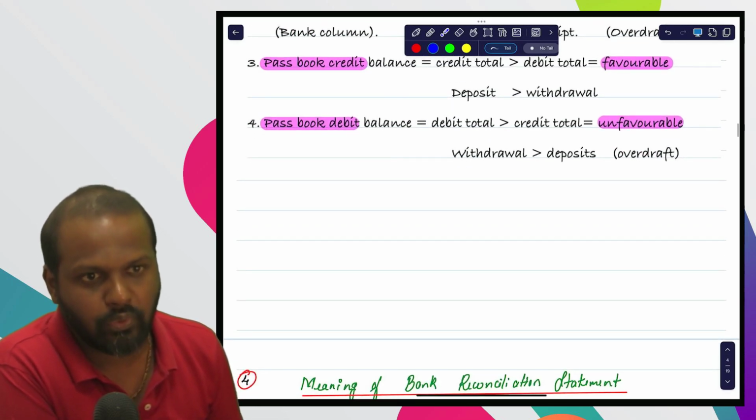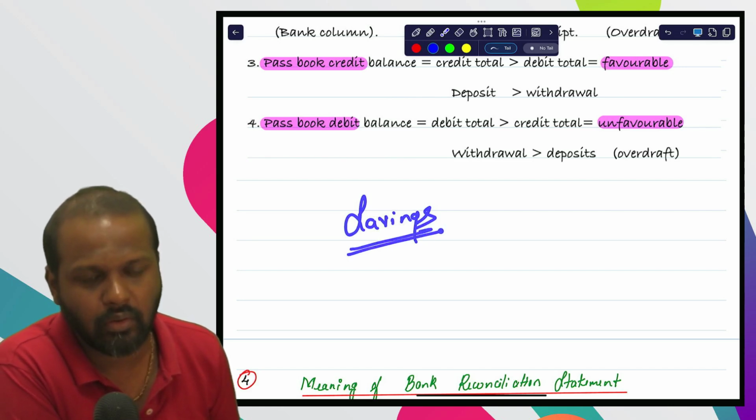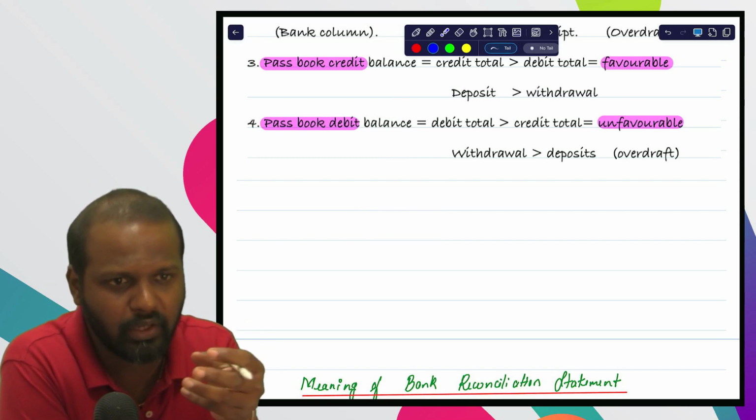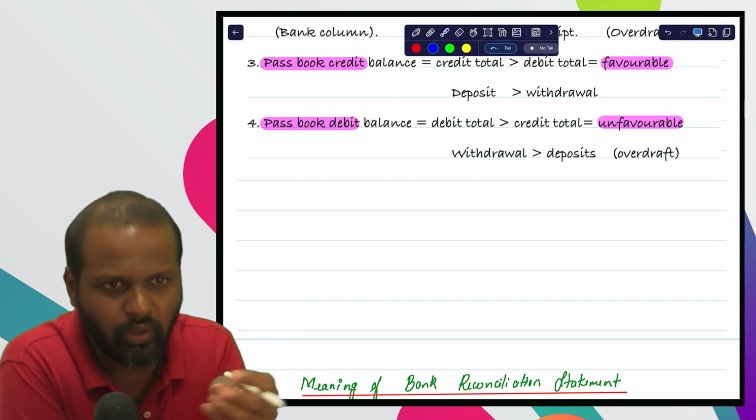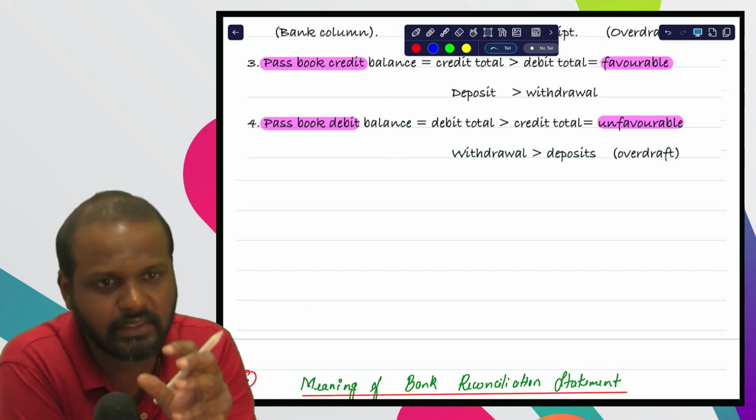See, there are two types of bank accounts. One is called a savings account. A savings account is opened for personal purposes, like shopping, Google Pay, PhonePe payments and all those things. If you're not doing any business, if you're a salaried person or a self-employed person, then you open a savings account.